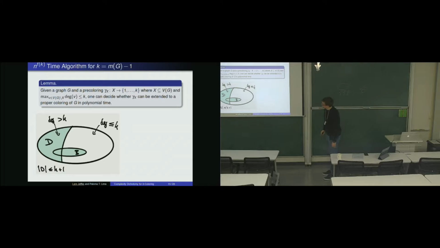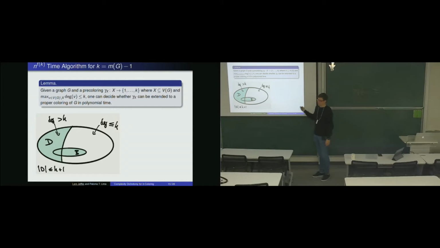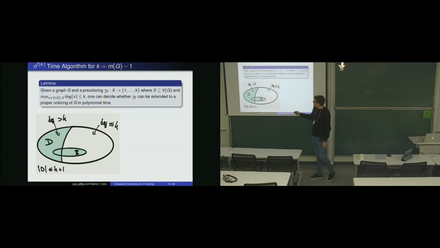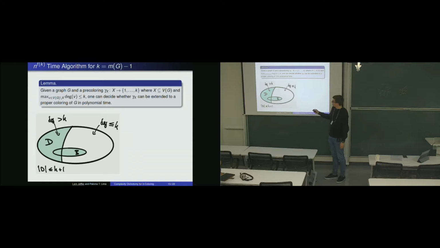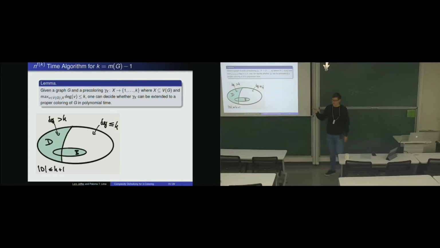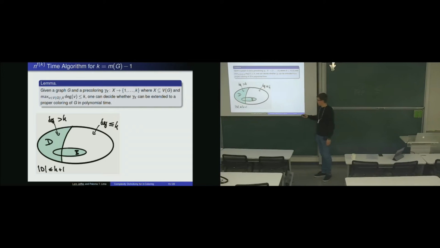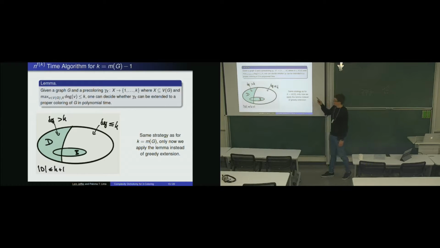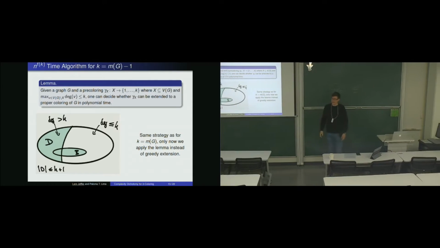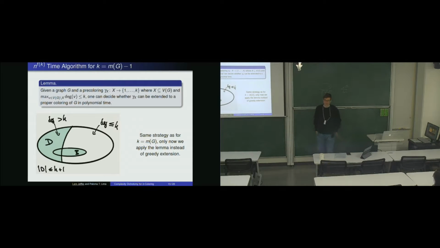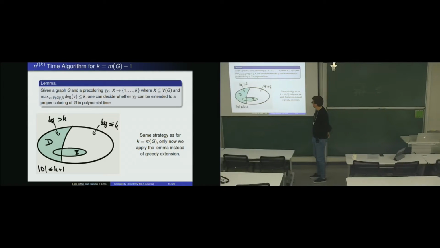Now we are in the following situation. This looks very similar to the first case. So now here D is the set of vertices of degree strictly greater than k. Here we have the vertices of degree at most k. And again, we know that the size of D is bounded by k plus 1 by the definition of m of G. So we enumerate all these colorings, and then we apply the algorithm of this lemma, which runs in polynomial time. So again, we're happy.